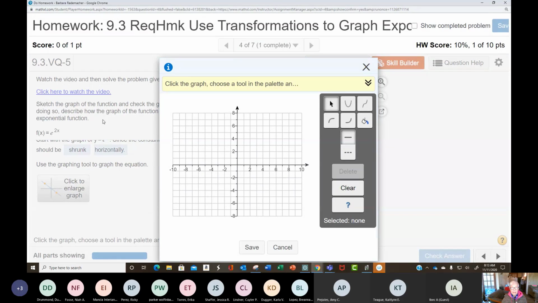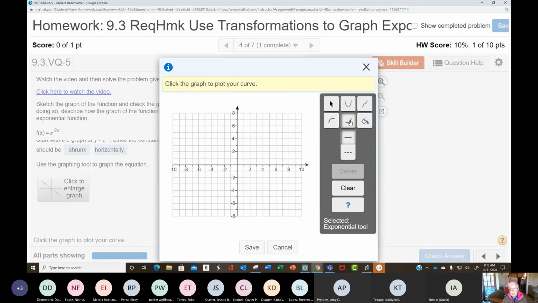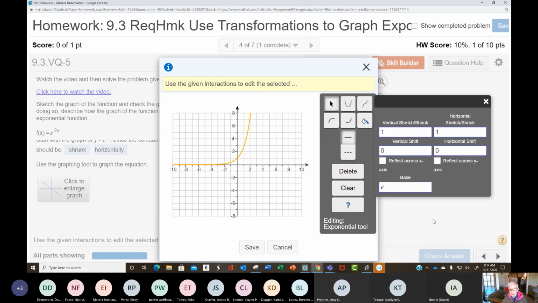All right, so this is an exponential function. A number with an x in the exponent. So I'm going to choose the icon, the avatar, for an exponential function. And then I'm going to click anywhere. Now the base is e here. So this is the graph of the basic function y equals x.